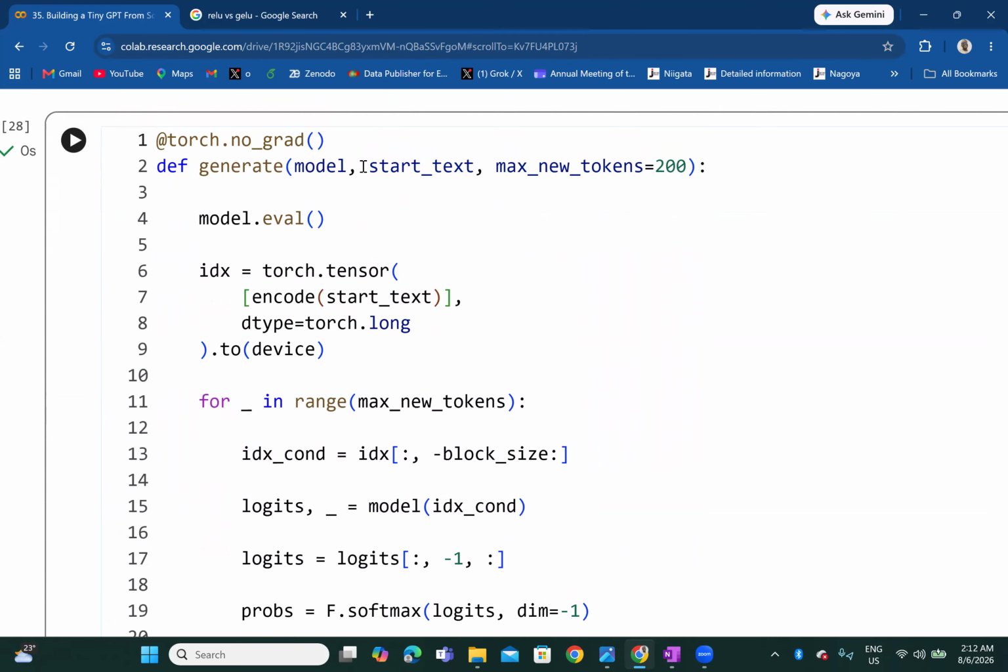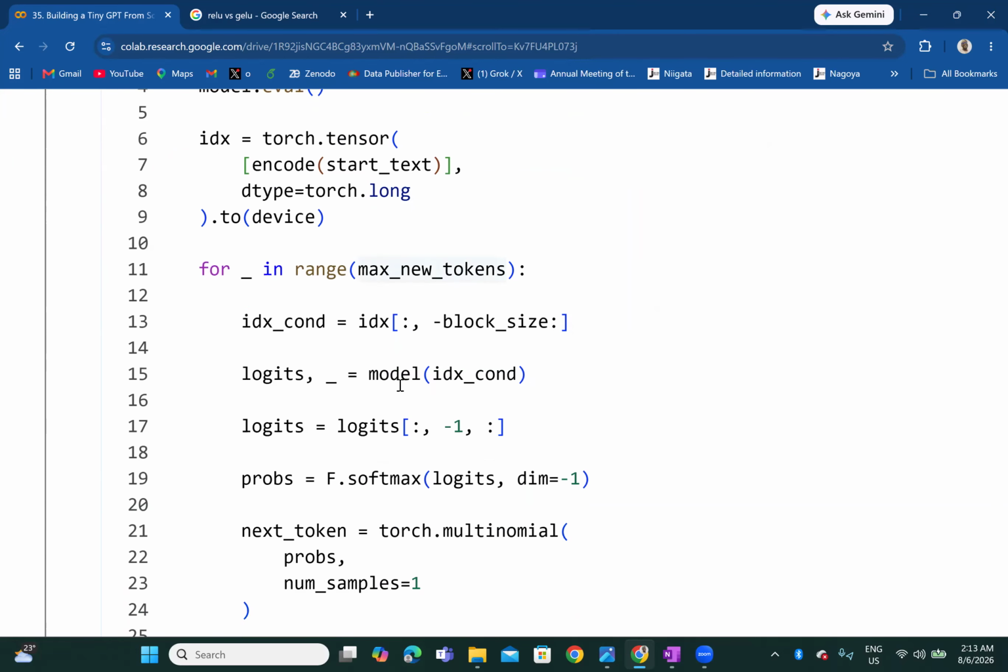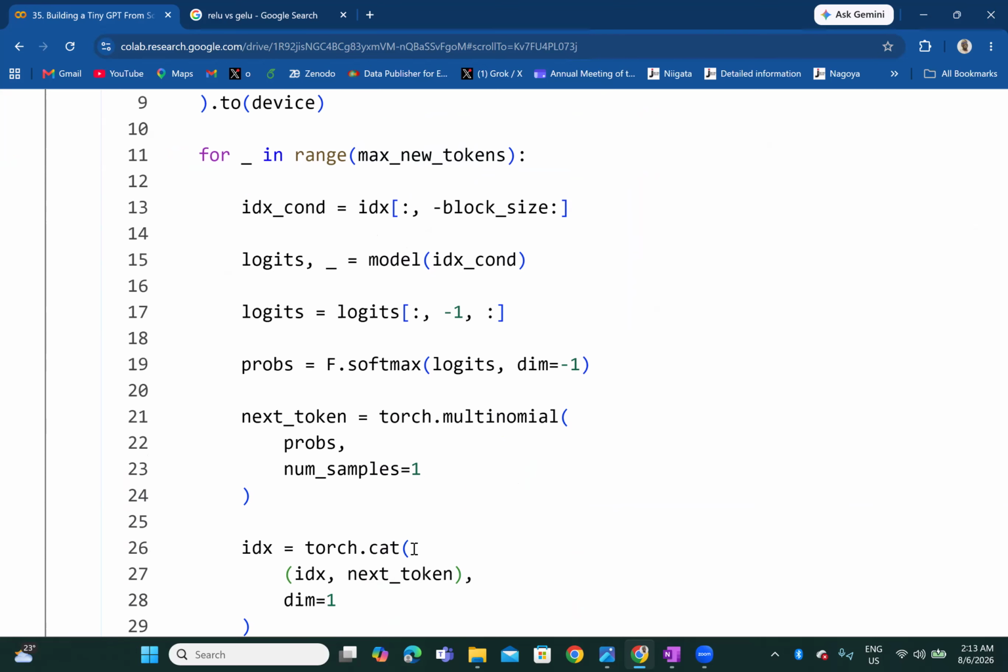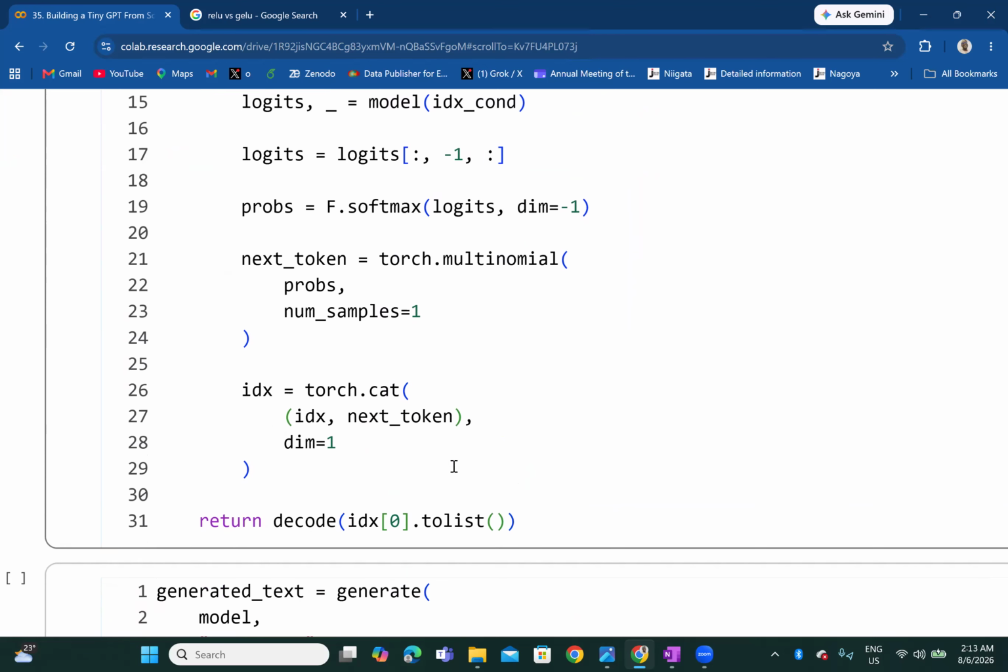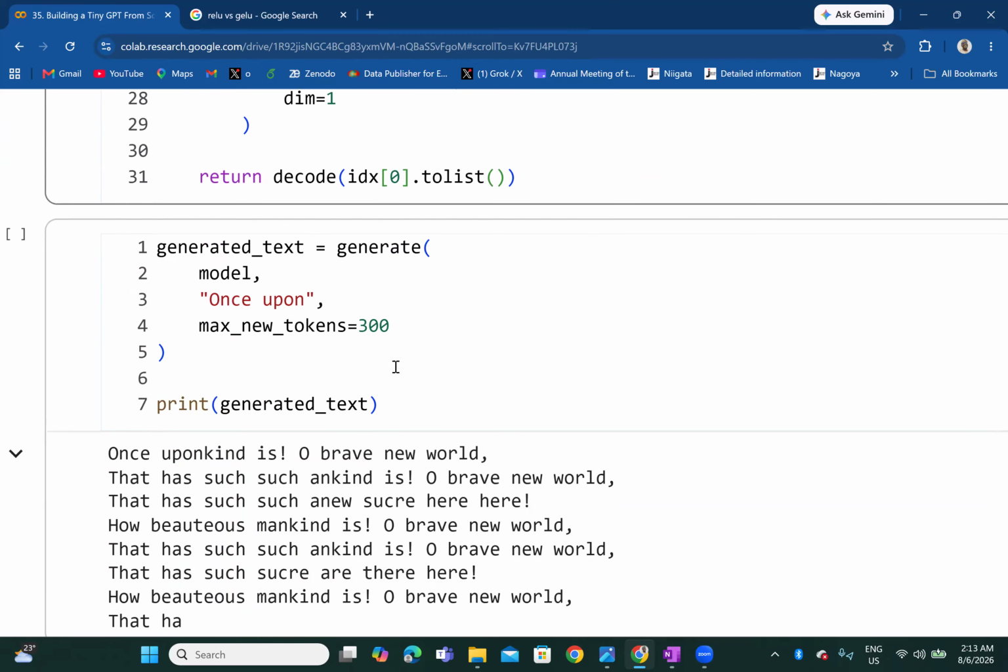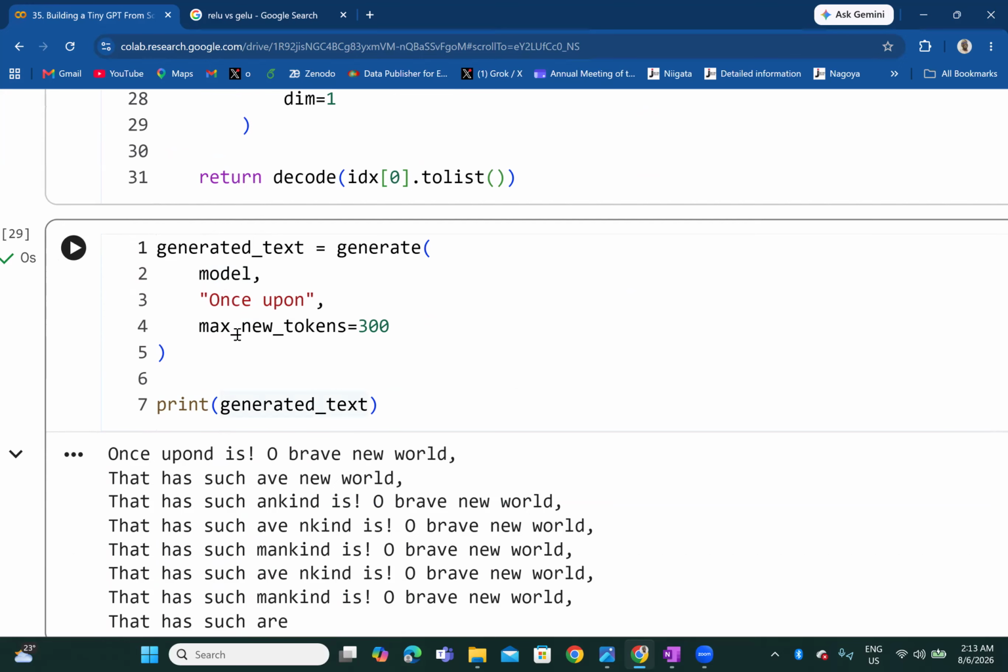With torch.no_grad, we define the generate function: we have the model, start text, and max new tokens, here 200. Model evaluation, the index tensor, and all that, the logits and the probabilities to know which next word should be. We have all of that here. Now imagine the generated text is generate model once upon, with a maximum of 300 new tokens. Then print generated text. If you run this now, you have once upon.